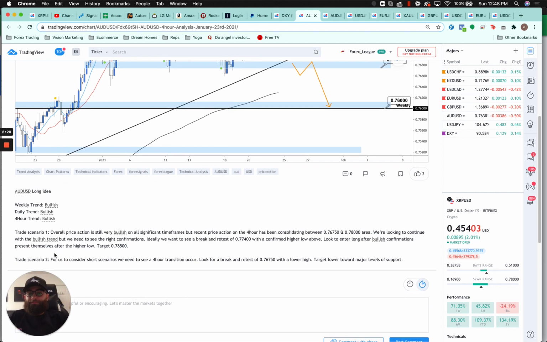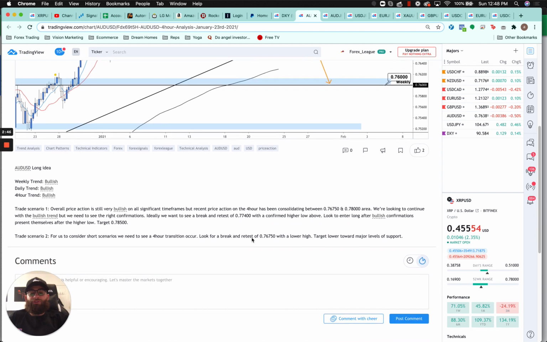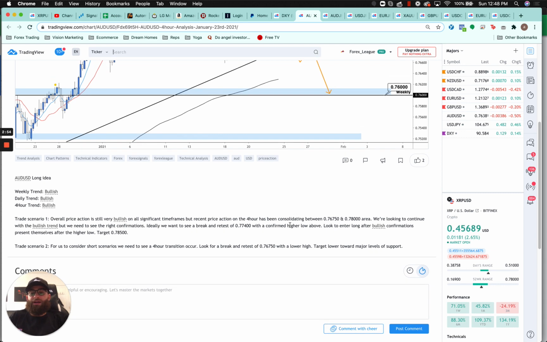So trade scenario 1: overall price action is very bullish on significant time frames, but recent price action on the 4-hour has been consolidating between these areas. We're looking to continue with the bullish trend, but we need to see the right confirmations. Ideally, we want to see a break and retest of 77.400 with a confirmed higher low. Look to enter long after bullish confirmations present themselves after the higher low.